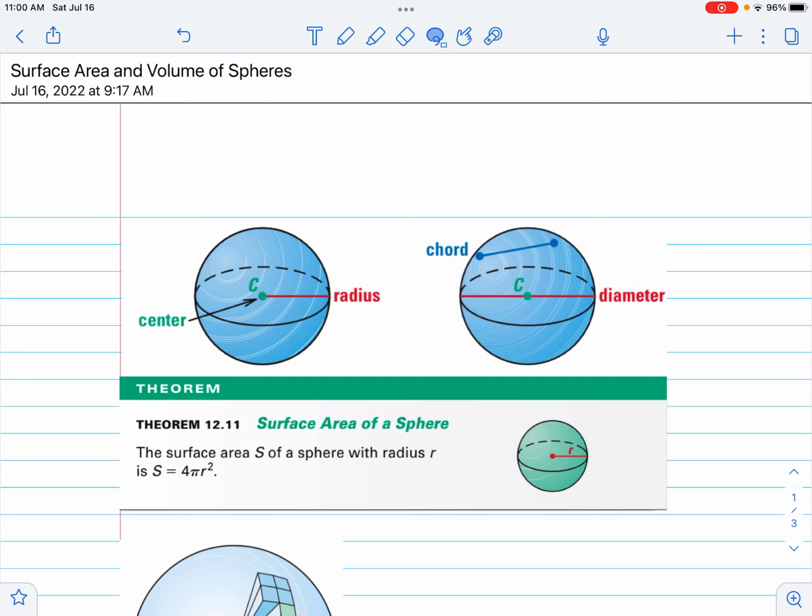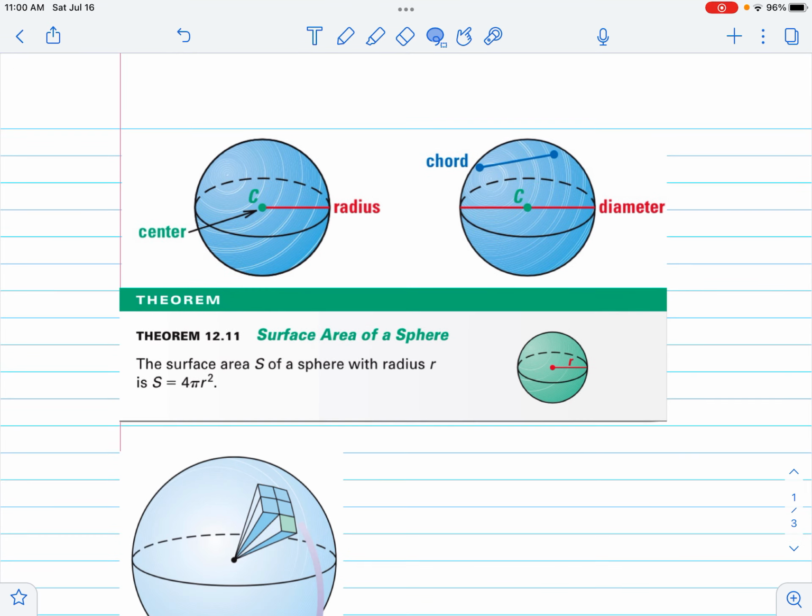Now for spheres, and we're going to look at the surface area and the volume of a sphere. Remember, when we talk about a sphere, it's similar to a circle. We still talk about the center of the sphere and the radius of the sphere, the diameter, everything's the same. We have chords and everything, except that the sphere is three-dimensional.